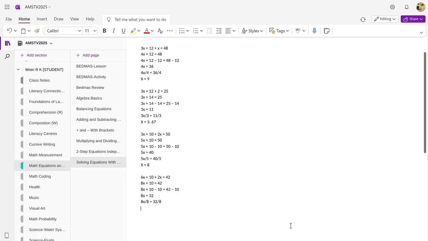What can I cross out? The 8s. I knew that. So I'm left with x equals, what's x. 32 divided by 8? 4. Yeah. Same thing. Yeah, I knew that.